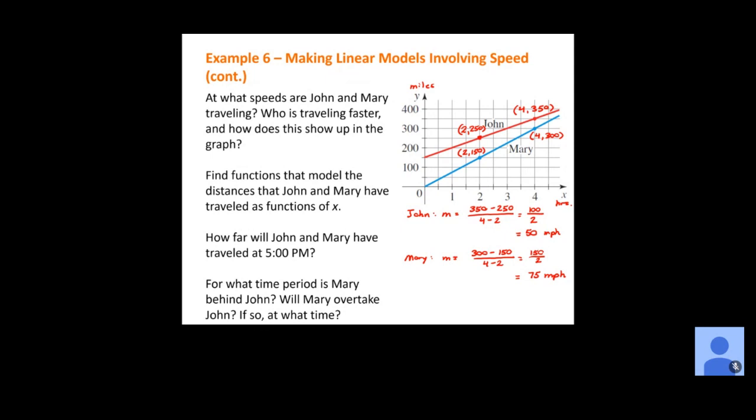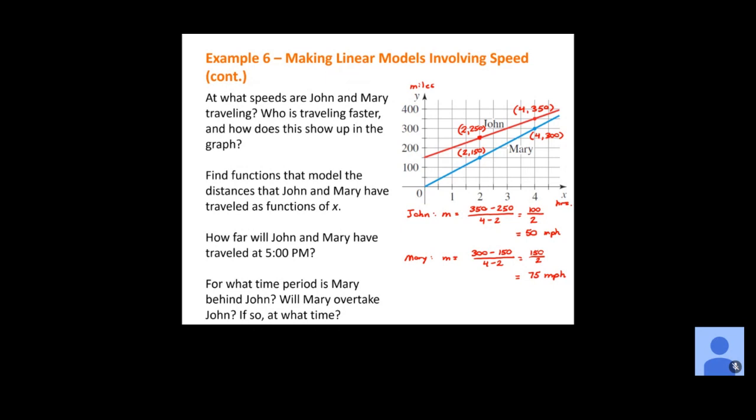All right. So we had started this problem yesterday, right? And so we were looking at John and Mary, and these graphs represent basically how far they've traveled over a certain amount of time. And so we were able to use the slope of each of these lines to find their speeds that they were actually traveling, right? And then we talked about the fact that just looking at the graph, we know that Mary's traveling faster because her line is steeper than John's, right? And so that's what we stopped with yesterday.